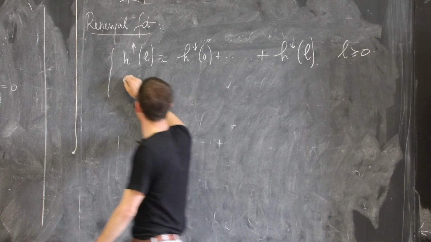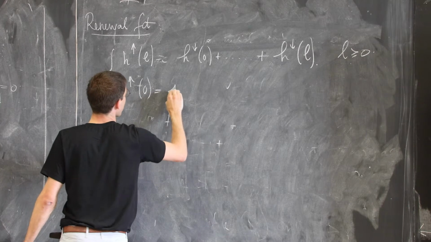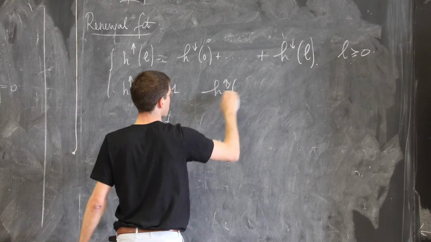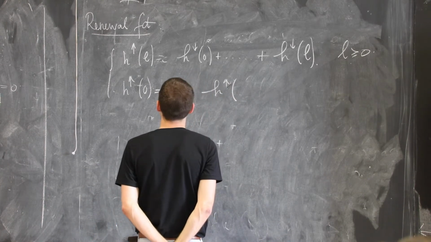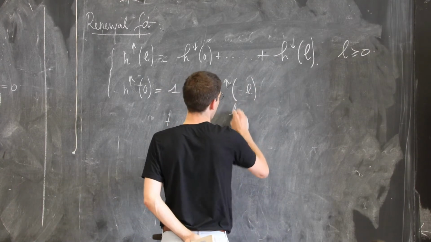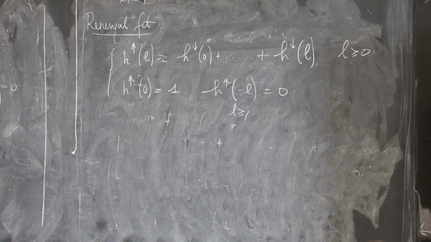So what do you know? You know that h up arrow of 0 is 1 by this, and h up arrow of minus L, when L is larger than 1, is 0. So it's negative on the strictly negative half line. Right?